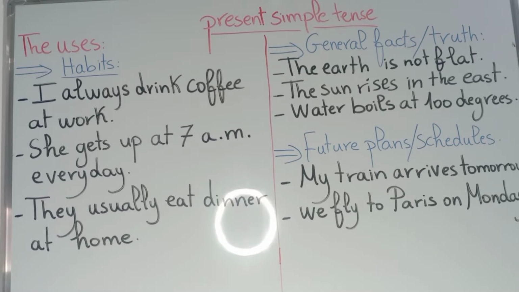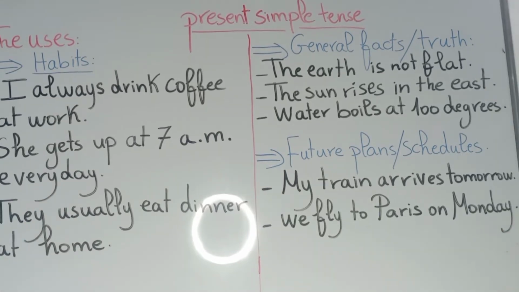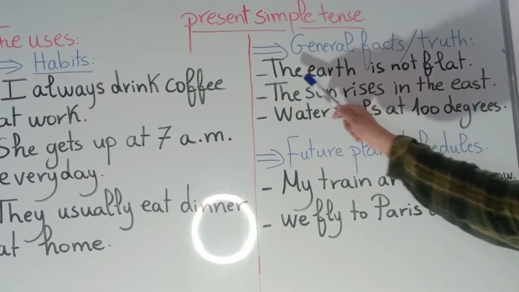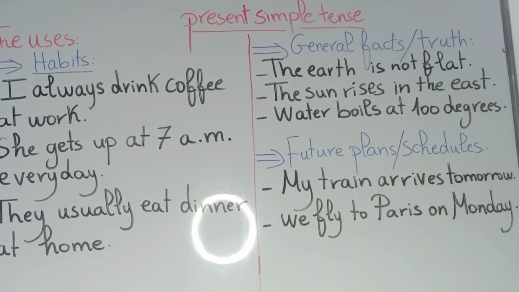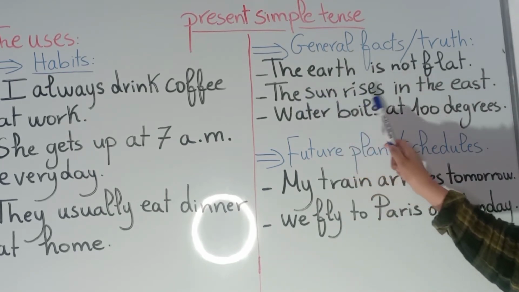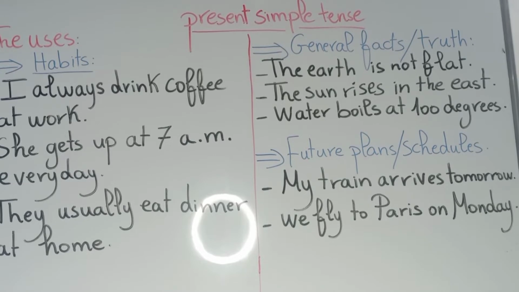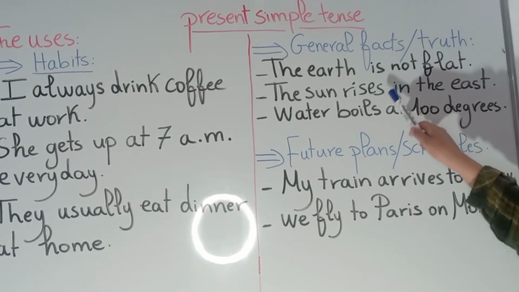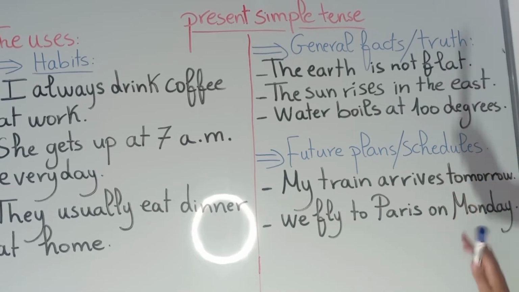Now let's move on to the second use. So we talked about habits. Now we're talking about the general facts or truths. It means that we're talking about something that has to do with maybe science or nature, something that is obvious, you can't change, okay? The earth is not flat. The sun rises in the east. Of course, it doesn't rise in the west or north or south. It rises, of course, in the east. This is a fact that you can't change.